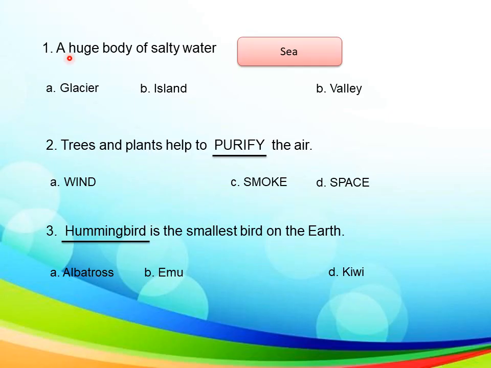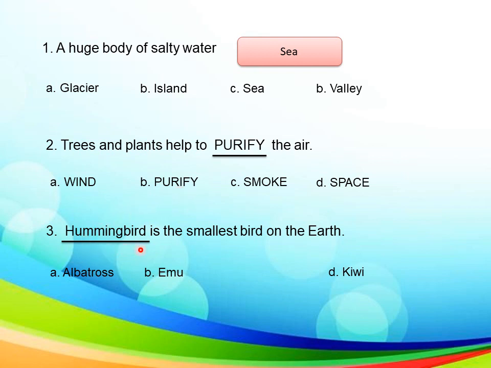Students, here I have prepared a few questions with options. So let's begin. The first one, a huge body of salty water is dash. Let's see the options. Glacier, island, sea, valley. What is the correct answer, students? Yes, the correct answer is C. The next one, trees and plants help to dash the air. Let's see the options. Wind, purify, smoke, space. Yes, the correct answer is purify.